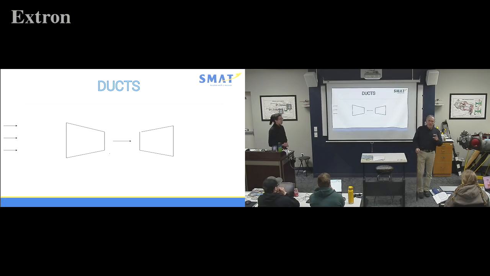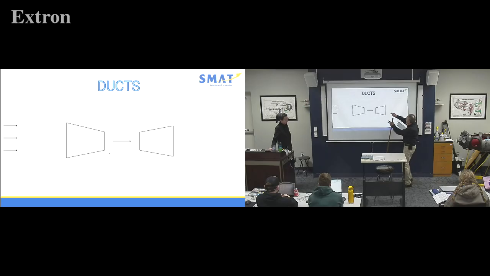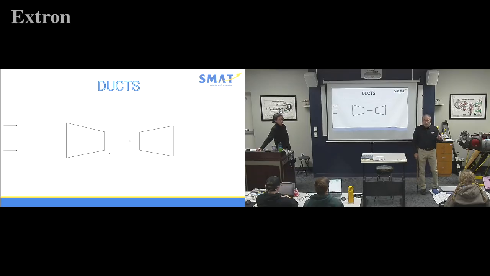Converging? Anybody else have a different answer? Are we all happy with converging? You guys are not confident. I love it. Okay, converging. Well, you're absolutely right. The airflow is converging down into a smaller area. And then if this is a convergent duct, what would this duct be? Divergent, because now you're taking the airflow and you're diverging it out, you're expanding it out. Converging, you're putting it together into a smaller area. This is going to be so foundational.